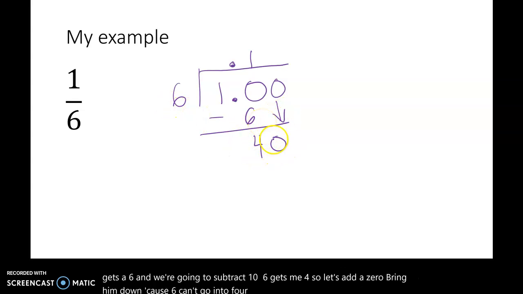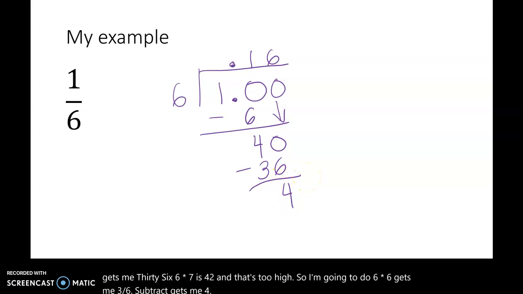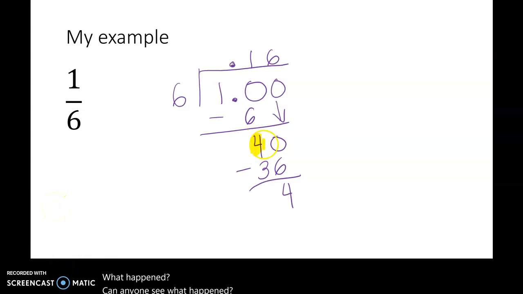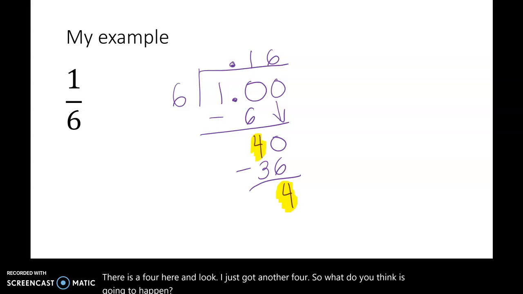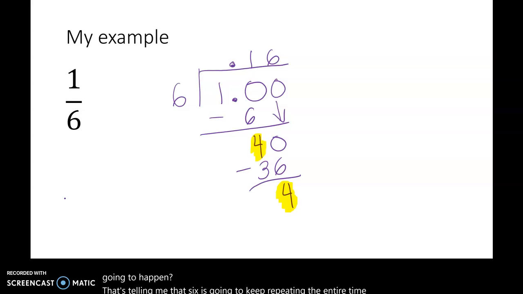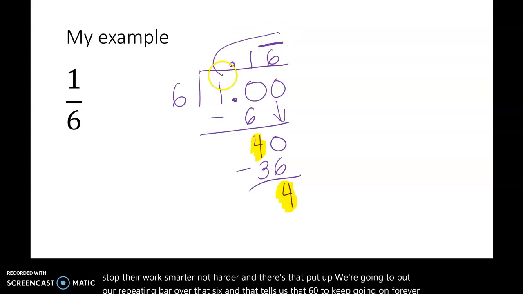So 6 times what gets me 40? Well, 6 times 6 gets me 36. 6 times 7 is 42, and that's too high, so I'm going to do 6 times 6 gets me 36. Subtract gets me 4. Uh-oh. What happened? Anyone see what happened? There's a 4 here, and look, I just got another 4. So what do you think is going to happen? That's telling me that that 6 is going to keep repeating the entire time. So we can stop there, work smarter, not harder, and put a repeating bar over that 6, and that tells us that 6 is going to keep going on forever and ever. This is our final answer.